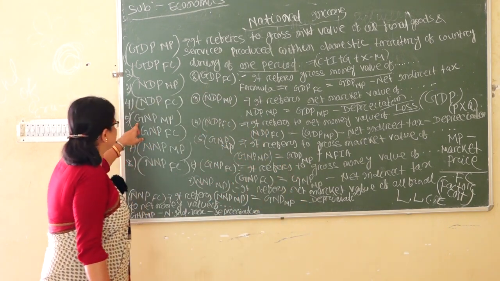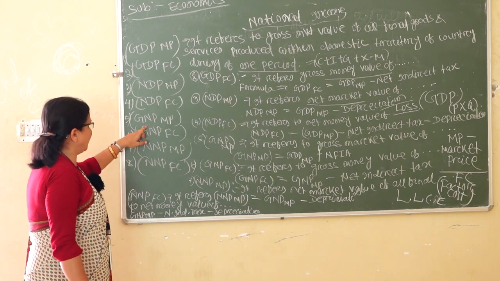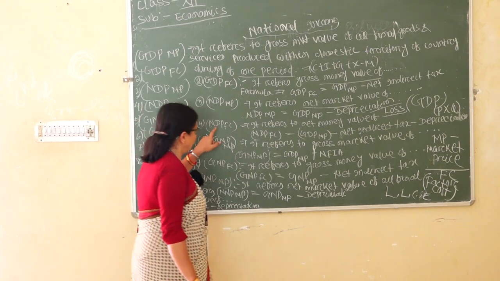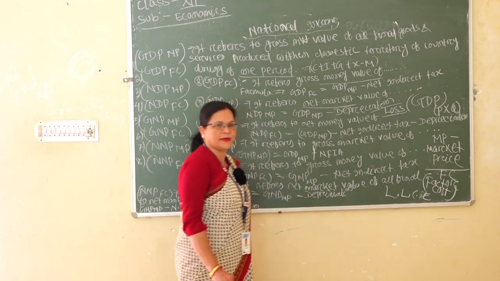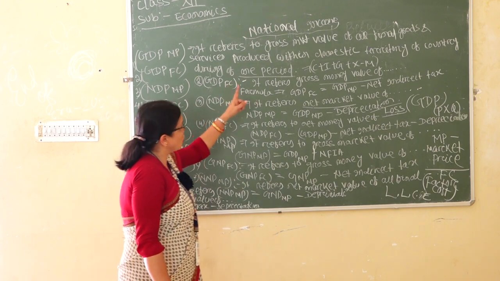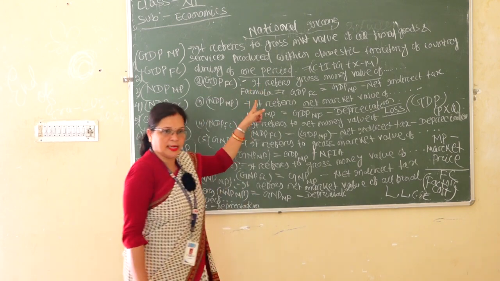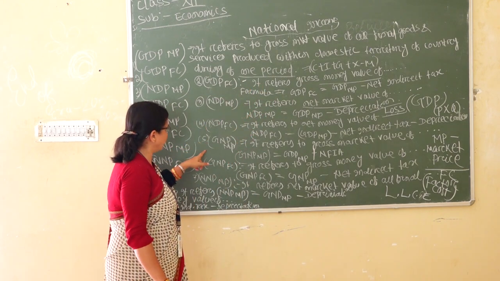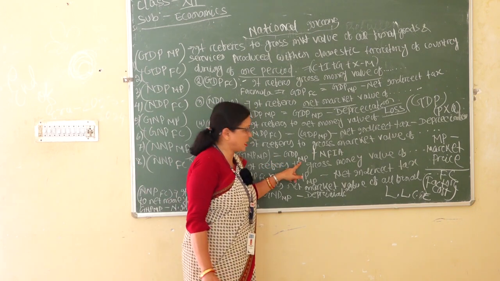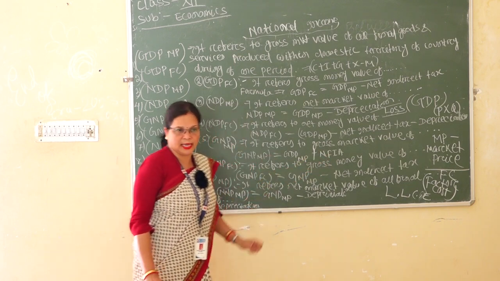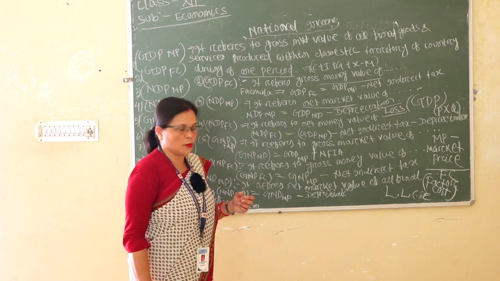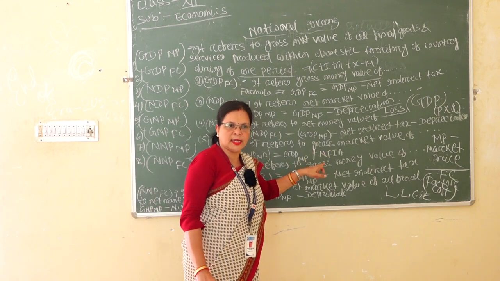Similarly, come to the GNP at market price. GNP means gross national product. Gross national product at market price refers to the gross market value of all the final goods and services produced within the domestic territory of a country in a year. So what is the formula of gross national product at market price? It means GDP at market price plus NFIA. NFIA means net factor income from abroad.